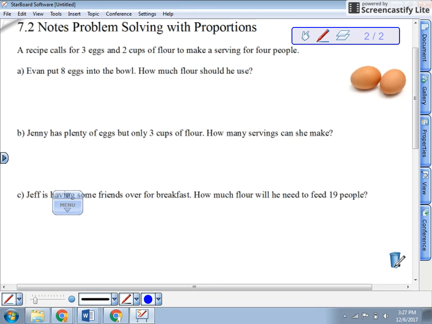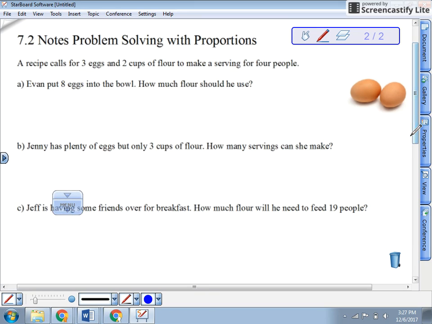All right, one more problem. One of my favorites is cooking. You've got a recipe, and you scale it depending on what ingredients you have or how many people are coming over. So a lot going on in this one. The recipe calls for 3 eggs and 2 cups of flour to make 1 serving. That's 1 serving for 4 people. So we've got eggs, flour, servings, people, all sorts of stuff.